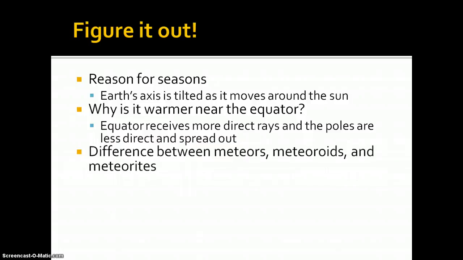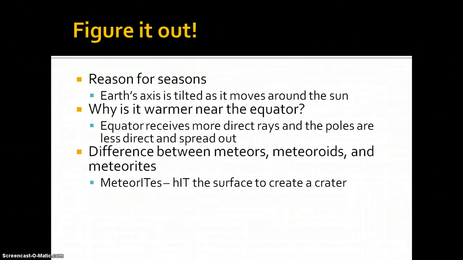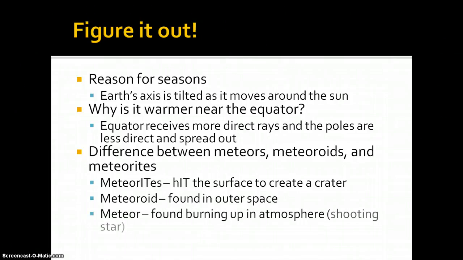Difference between meteors, meteoroids, and meteorites, I think, can be started out with meteorites and the IT. Notice those are capitalized. They're capitalized on purpose. So we talk about it hitting the surface. That's going to be the meteorite. IT, meteorite. Hit, IT. Meteoroid, I always try and think of the OID and the outer. So the OID and outer, meteoroid and outer space. And then finally a meteor, that's going to be found burning up in the atmosphere. And common name for that's going to be a shooting star.